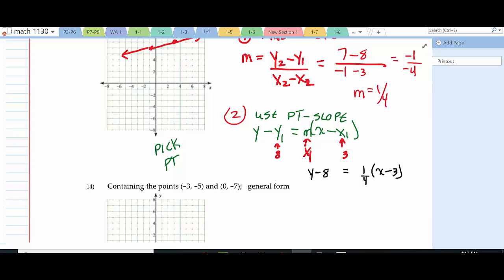Yeah, you can make fractions go away in an equation, right? What do you do to both sides of the equation to make that go away? Multiply by 4. That's what I would do. Okay, let's see if I do that. I'll have 1/4 x minus 3/4. I don't want the fraction.